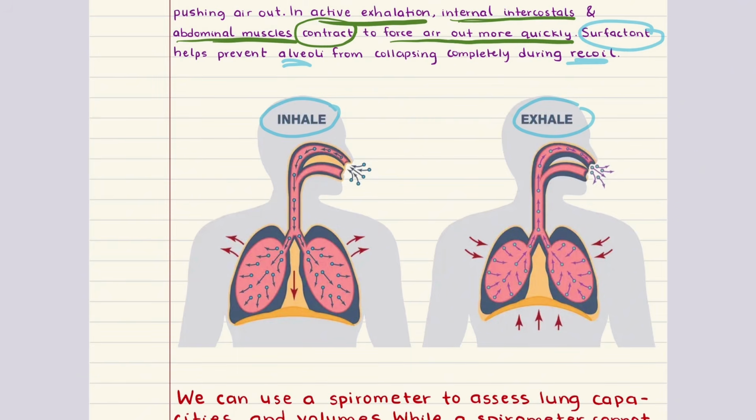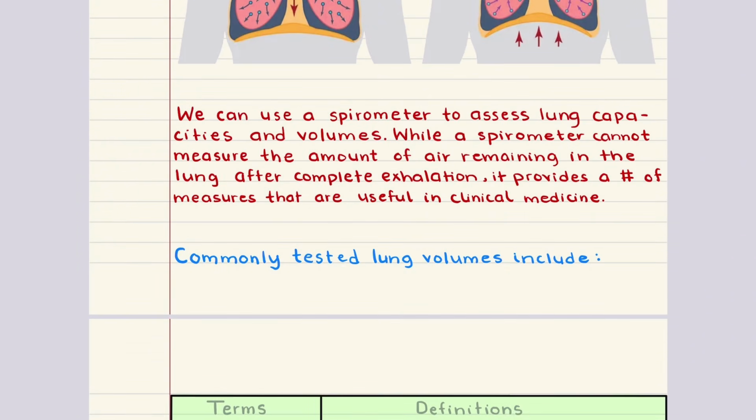Now that we've seen how air moves in and out of the lungs, let's talk about how we actually measure those movements. To assess how well the lungs are functioning, we use a device called a spirometer. A spirometer tracks how much air is inhaled and exhaled and how quickly. It's commonly used in clinical settings to evaluate lung health and diagnose respiratory conditions.